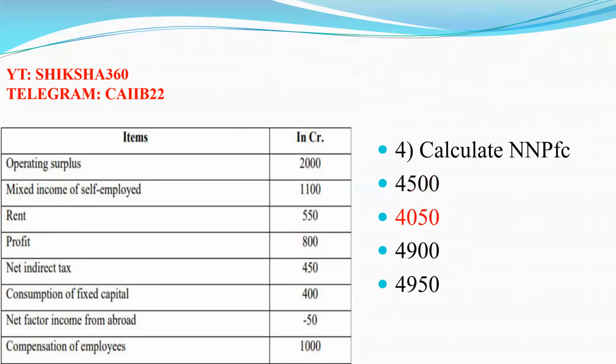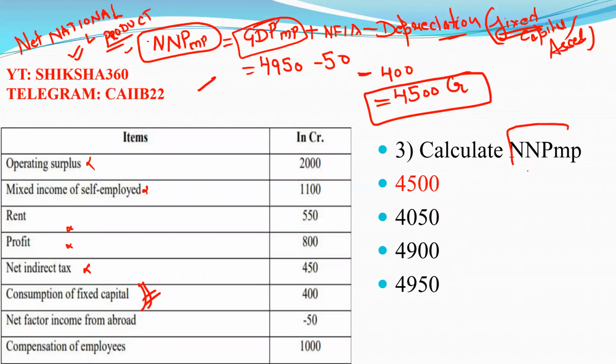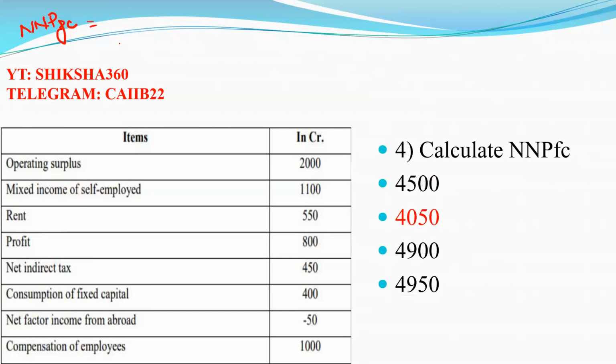This is basically calculate net national product at the factor cost. Clear? Net national product at the factor cost. As we all know, here we can calculate net national product at the market price. Market price is equal to factor cost plus net indirect taxes. So factor cost is equal to market price minus net indirect taxes.